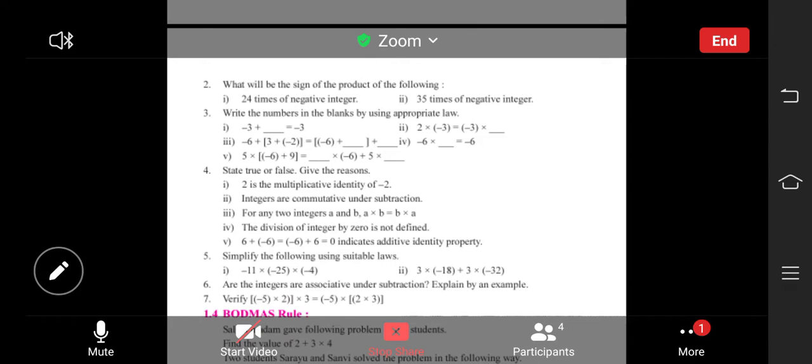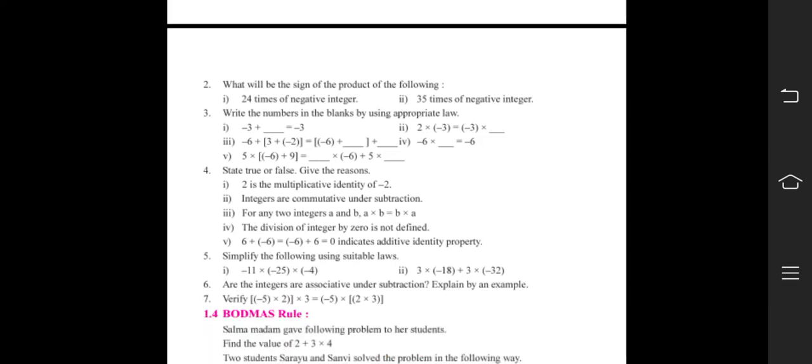Write the numbers in the blanks by using the appropriate law. Third Roman. First one: -3 plus dash equals -3. So what should be added to -3? We will get -3 again as the answer. Yes, 0. So 0 is the additive identity.